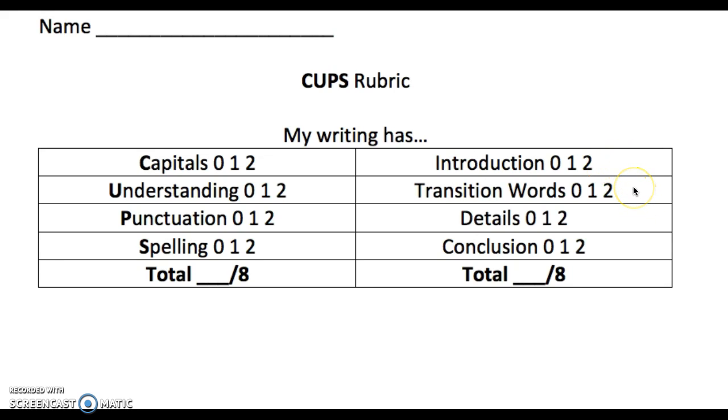Your transition words. Circle 0 if you don't have any. Circle 1 if you remembered 1. Circle 2 if you remembered both of your transition words, or more.